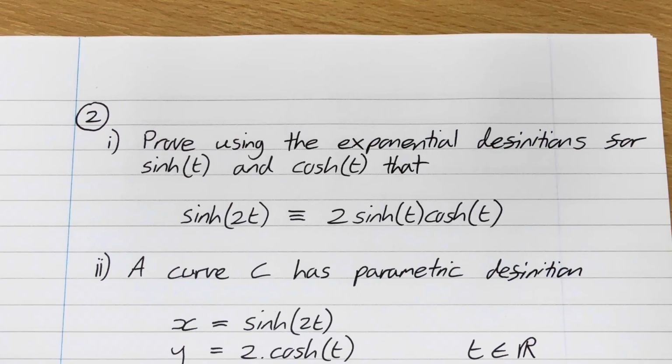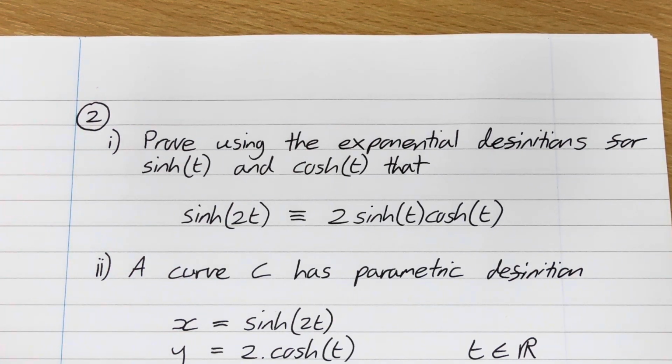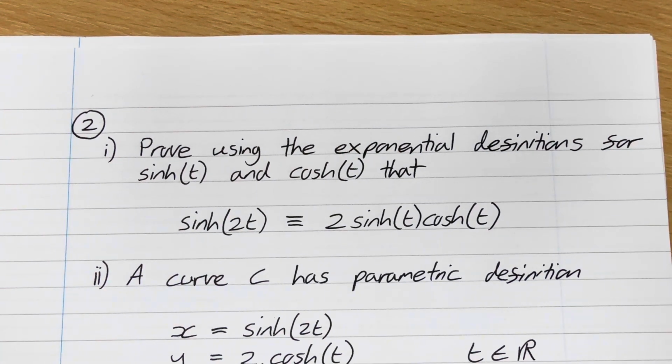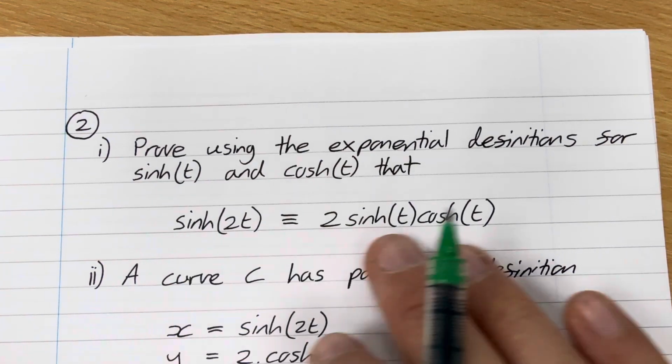Prove using the exponential definitions for sinh and cosh that sinh of 2t is 2 sinh t cosh t. Okay, so there are lots of hyperbolic identities. You don't need to know any of them. The only one that you can just state is in the formula booklet, which is cosh squared minus sinh squared is 1. However, you do need to be able to prove them on request using the exponential definitions. So this is the one we're going to prove this time.